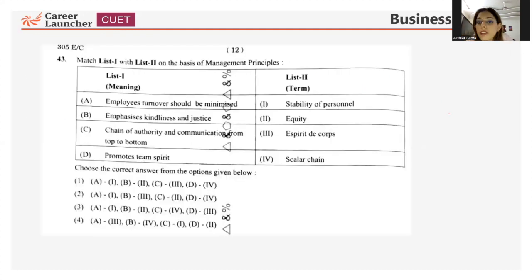Then again: stability of personnel, equity, esprit de corps, and scalar chain. Employee turnover should be minimized, that is your stability of tenure. That means every person in the organization should be given a fair amount of time to get stable in the organization and show his performance. Emphasizes kindliness and justice, that is your equity. Then you have chain of authority and communication from top to bottom, that is your scalar chain, and promotes team spirit, that is your esprit de corps. So the correct sequence is 1, 2, 4, and 3, that is your option number 3.